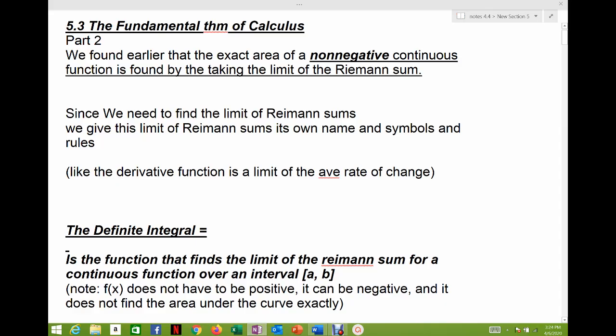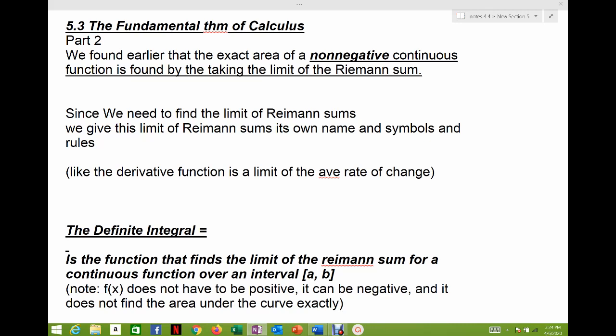Alright, so this section's a big section. Again, the last few videos were on the theory behind the fundamental theorem of calculus and how integration, antiderivatives relate to area, and determining area using the accumulative sum of a bunch of rectangles, or Riemann sum.